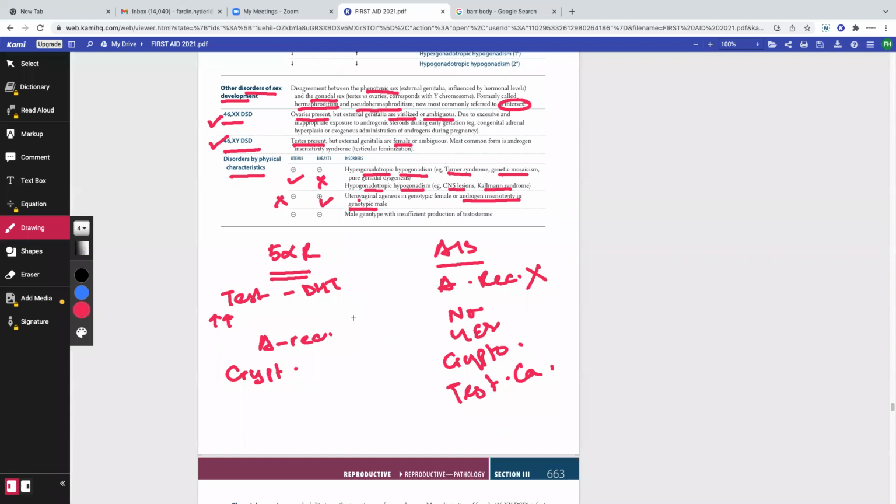So if we have Mullerian agenesis or Mayer-Rokitansky-Kuster-Hauser, then can we expect females to have external reproductive organs, but absence of internal reproductive organs? Yes or no? The answer is yes. Okay.